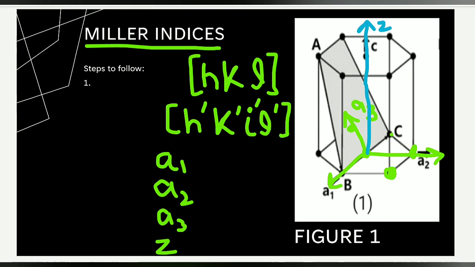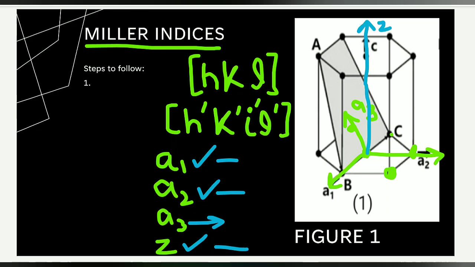While finding out Miller indices, we'll consider only three axes first, and these three axes will be A1, A2 and Z axis always. We'll neglect A3 axis, we'll treat it as if A3 axis doesn't exist. And we have to find out all the coordinates for the tail and the head of the direction whose Miller indices need to be determined. So we'll find out the coordinates of the tail and head. I'll tell you the steps after that. Take into account A2, A1 and Z directions only, and we have to neglect A3 direction. That means movement along A3 axis is not allowed. So that is a compulsory rule, and you have to follow it no matter what.